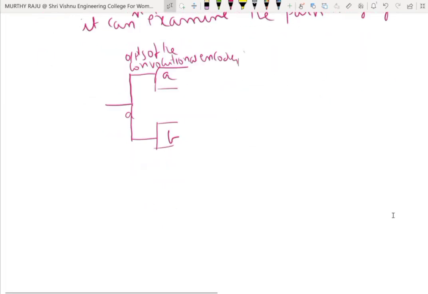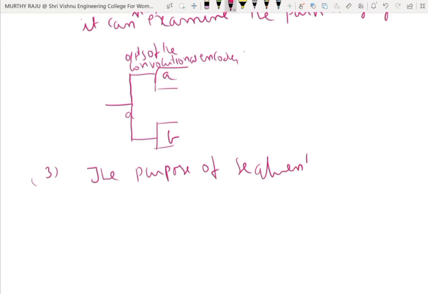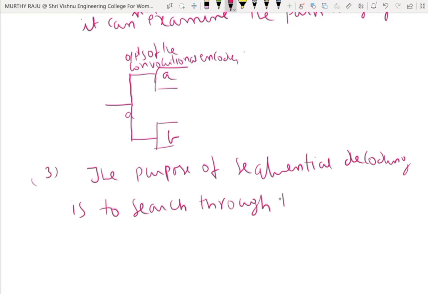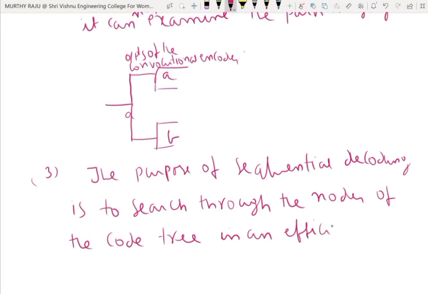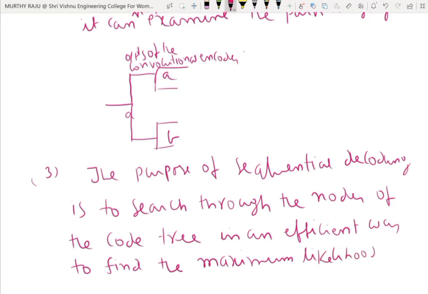Third point here is the purpose of sequential decoding is to search through the nodes of the code tree in an efficient way to find the maximum likelihood path.